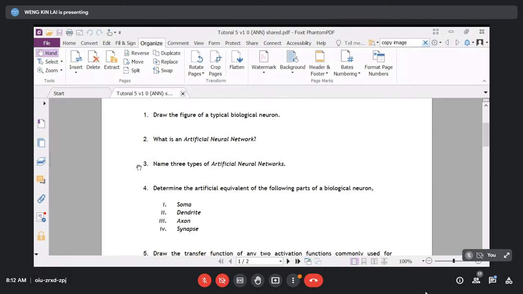Now, question three, we talk about examples of three types of artificial neural networks. What are the artificial networks you are aware of? If you look at question two previously and question three here, you can see that there is a certain relationship. If you have such a question, what is an artificial neural network? Although you are not told to give examples of such neural networks, you should give examples and show which are the types of neural networks.